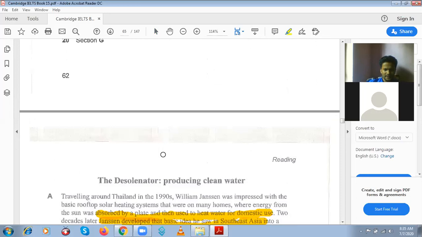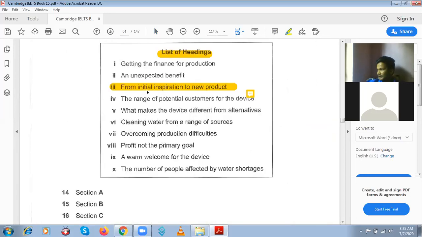Let's go to the headings and read. The first heading: getting the finance for production, nothing about finance and production. An unexpected benefit; the range of potential customers for the device, nothing about potential customers. What makes the device different from alternatives, nothing about the difference between this and this. Cleaning water from a range of sources, somehow, let's see. Overcoming production difficulties.